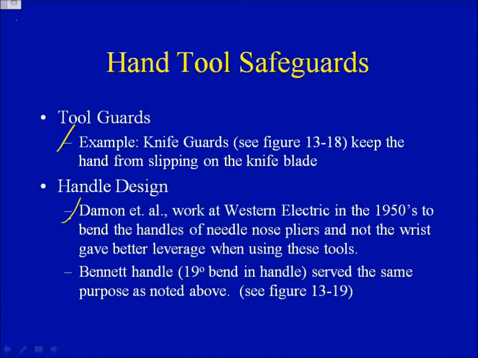Then there was this thing called the Bennett handle. And what's interesting, there's always a story behind the story. So this guy Bennett was not a scientist, wasn't an ergonomist, wasn't anything. He's just a guy who came up with bending the handle, because he thought that if you bend the handle, you don't have to bend the wrist. You're going to get more efficiency from that tool. And he was right. Conceptually, he was right. And he came out and he promoted the Bennett hammer, right? And he made a lot of money.